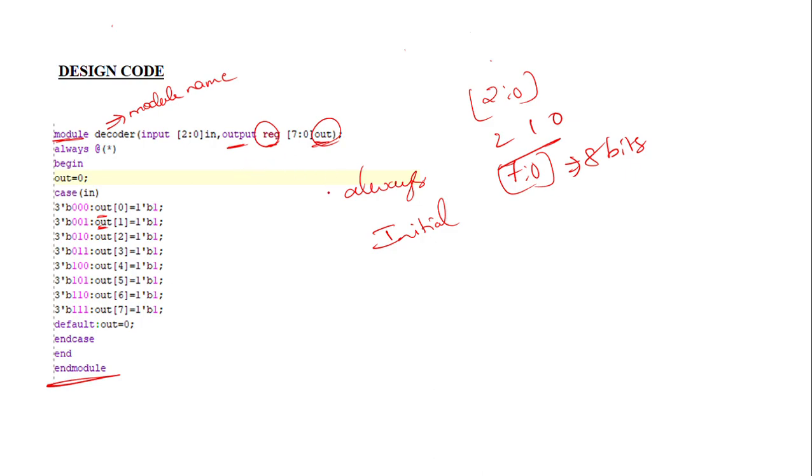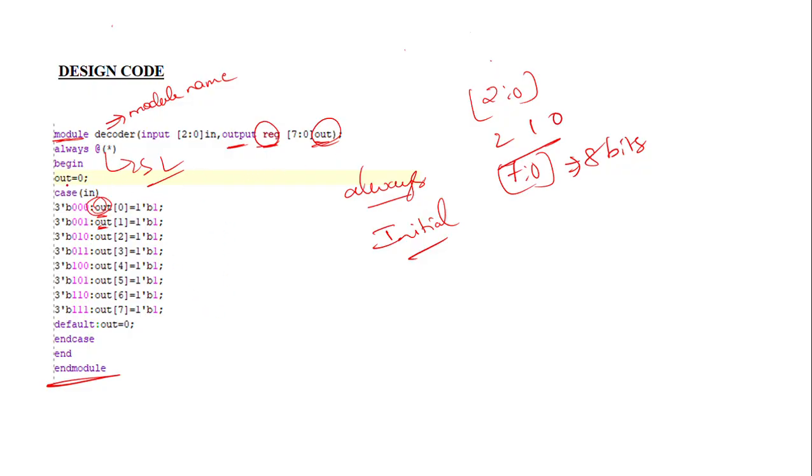If you use any other variable in this always block or initial block, those are also mentioned in the reg data type. Here out is the variable we use in the always block, that's why I make out a reg data type. Always at the rate star is our sensitivity list. If there is a change in even a single bit of the input, the block is going to be executed.